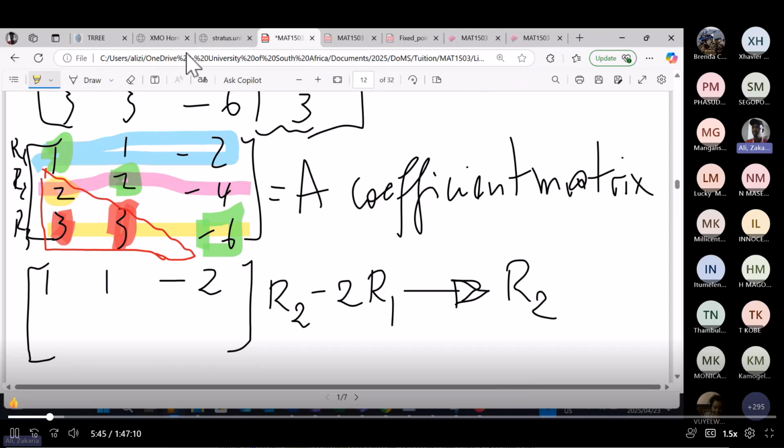Now, to work with the information in row number 2, I keep row number 1 as it is. I don't change it because row number 1 already has 1 as the first entry. So I'm not interested for now in the second and the third entry of row number 1. I just want to keep row number 1 as it is, and I want to eliminate row number 2 and row number 3. I can start by eliminating row number 3 first.